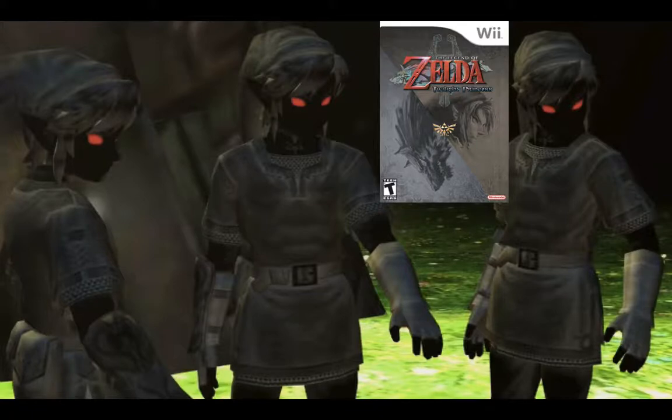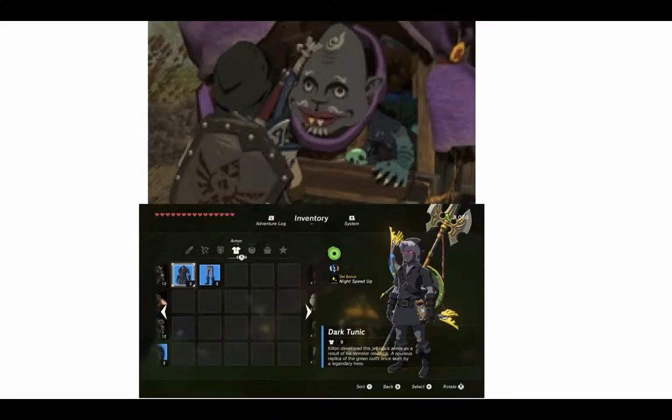And also, one of the things is you get the Dark Link outfit from Kilton. And it even has this description: Kilton developed this jet black armor as a result of his monster research, a spurious replica of the green outfit once worn by a legendary hero, confirming that this was based off of the Hero of Time, a green tunic that he wore when he was an adult.